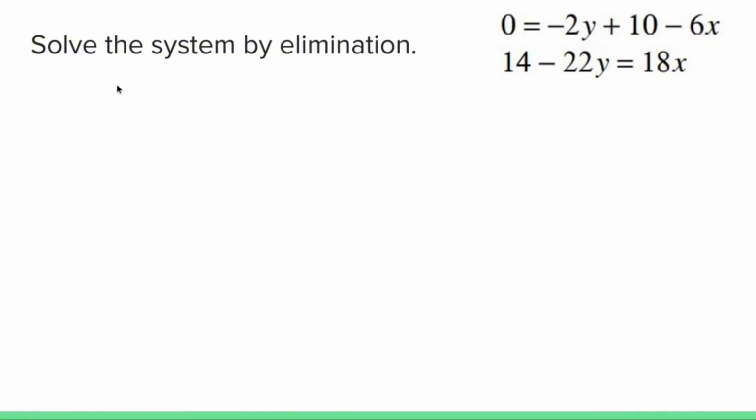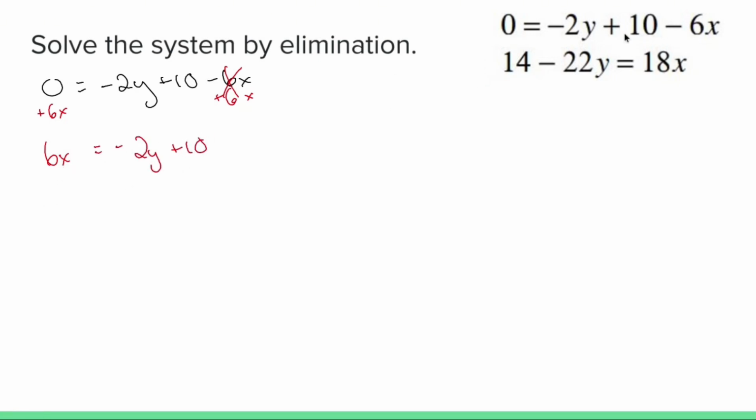So let me just rewrite the top equation, the way it was originally. Okay? And I'm going to get the 6x over here. Once I get the 6x over here, I can flip everything around and make it look like the bottom. So let's add 6x to both sides. 0 and 6x makes 6x. That's going to equal negative 2y plus 10.